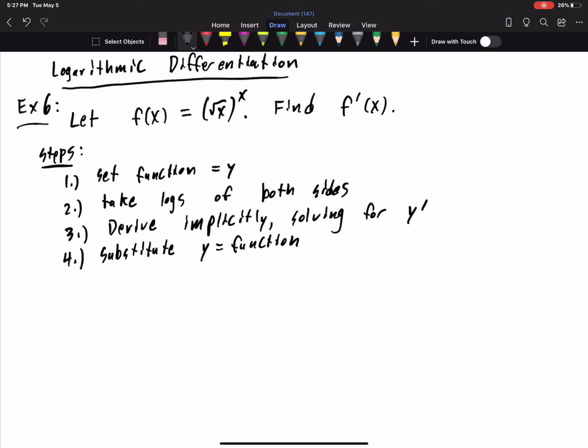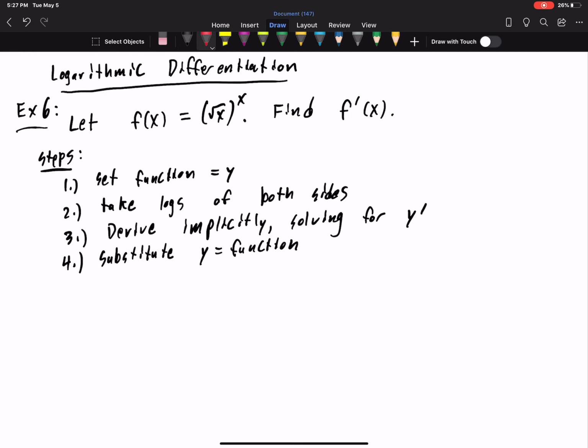All right, so now in example 6, we're looking at the function square root of x to the x power. So it might be daunting just to see that square root of x in the base, but it turns out if we follow the same process that we did in, say, number 5 and number 3, that radical is going to get reduced substantially when we start applying our log rules. So let's see how this works out.